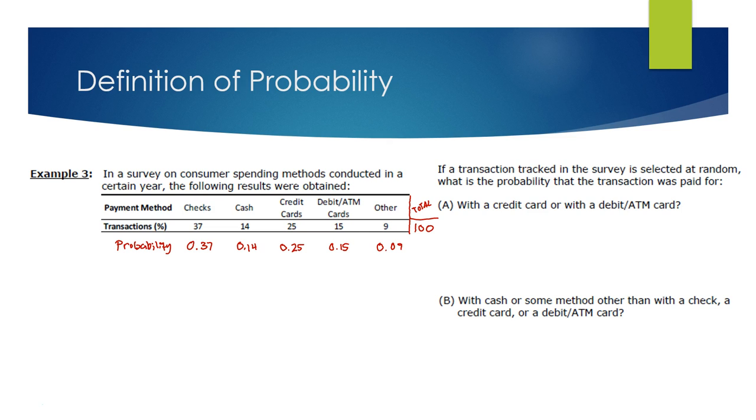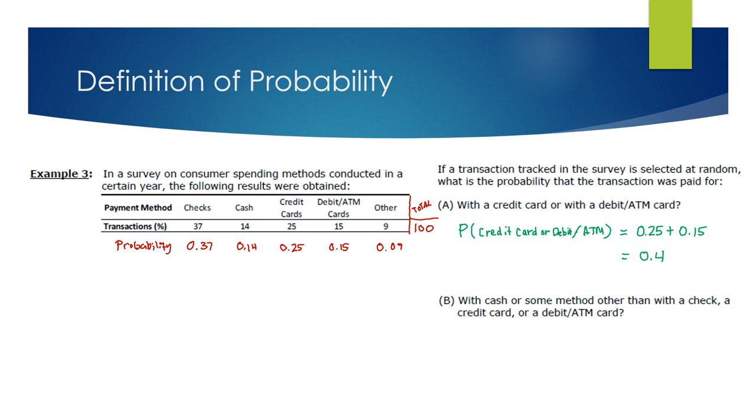All right, so we're looking for the first one, the probability that the transaction picked at random was paid with a credit card or a debit/ATM card. So we're looking for this probability, and all I'm going to be doing is looking at the table here, and I can see that I have 25 and 15 out of the 100, or I can say 0.25 and 0.15 and add those together. So approximately 0.4, or 40%.